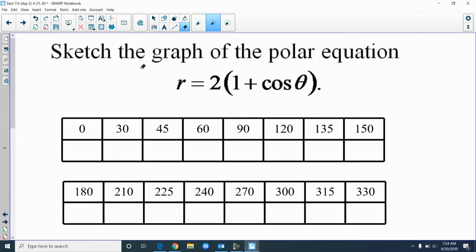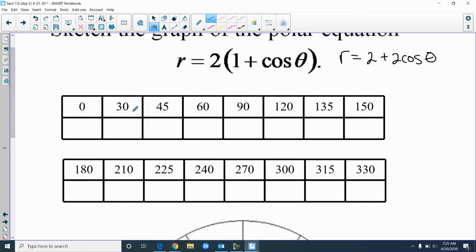All right, here's what we're going to do. Here's that first one. Sketch the graph of the polar equation r equals 1 plus cosine of theta, times 2. Now you can distribute that. I'm not really sure why they have that factored out. So you can make that r equals 2 plus 2 cosine of theta. We are just going to plot the unit circle points.